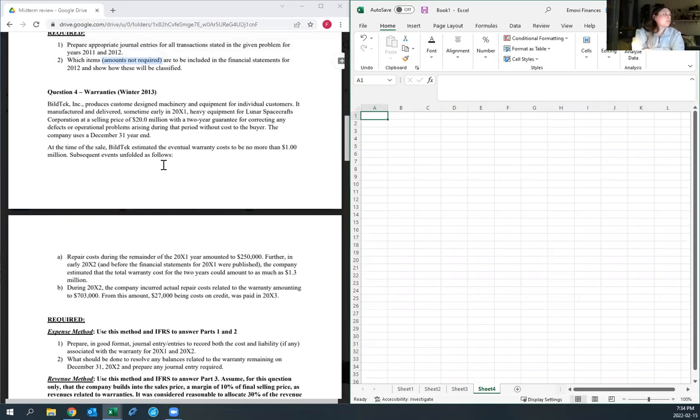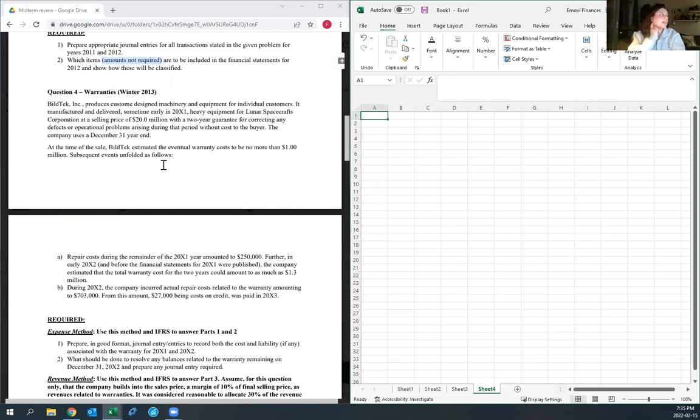Buildtech Inc. produces custom design machinery and equipment for individual customers. It manufactured and delivered sometime in early 2011 heavy equipment for Lunar Spacecrafts Corporation at a selling price of $20 million with a 2-year guarantee for correcting any defects or operational problems arising during that period without cost to the buyer. The company uses a December 31st year end. At the time of sale, Buildtech estimated the eventual warranty cost to be no more than $1 million.